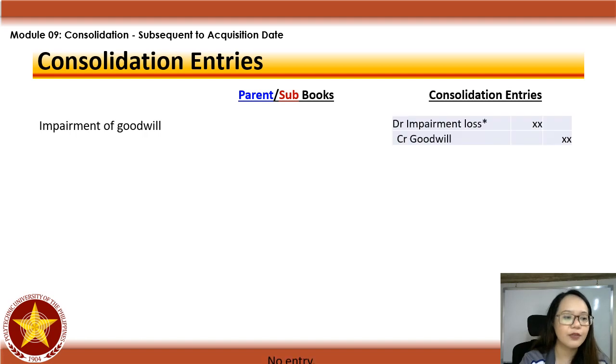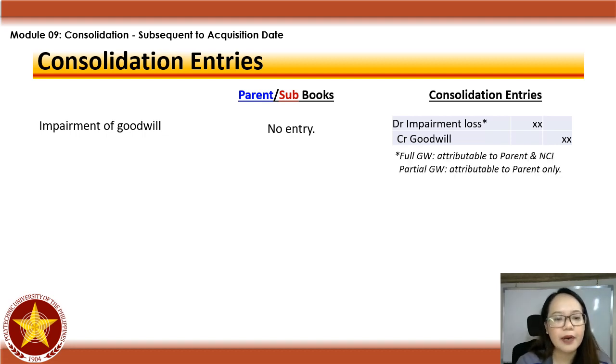Then, impairment of goodwill. Again, the goodwill is only recorded as a conso entry, di ba? So, wala siya sa parent, wala siya sa subsidiary. So, pag nag-impair ka ng goodwill, wala din si parent or subsidiary. Lalabas lang din siya as consolidation entry. And your entry will just be debit for the impairment loss and credit for your goodwill, for the impaired portion.